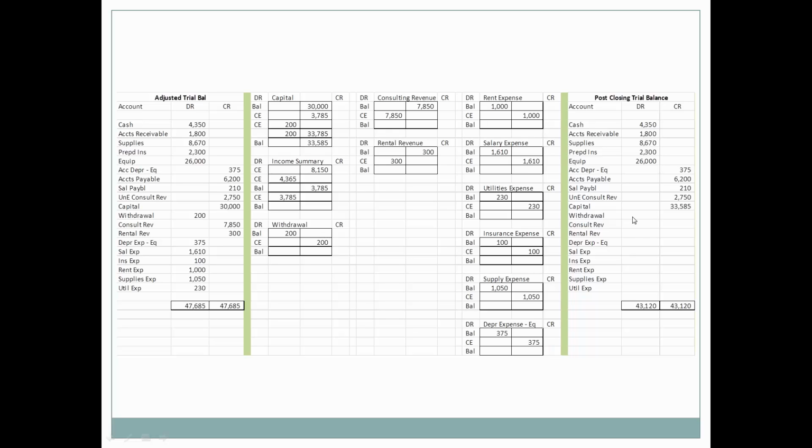This is the post-closing trial balance. So we can see that there is a zero balance for withdrawals, revenues, and expenses. So the only thing that should remain on a post-closing trial balance are all of those accounts which are balance sheet accounts.